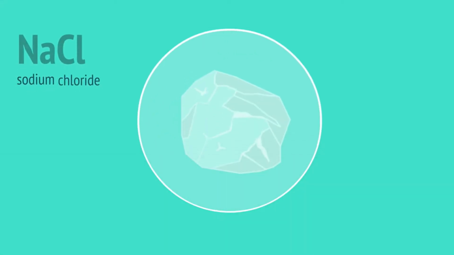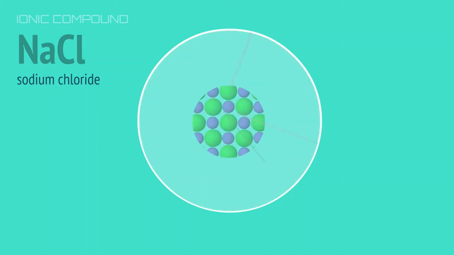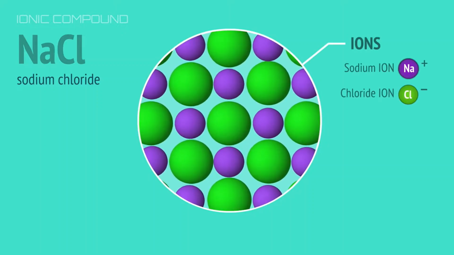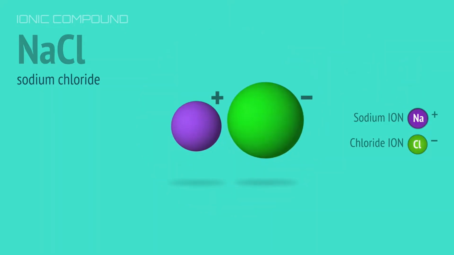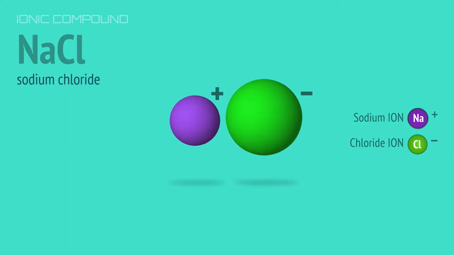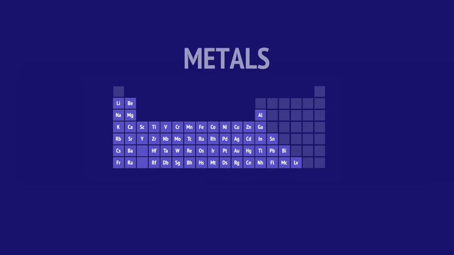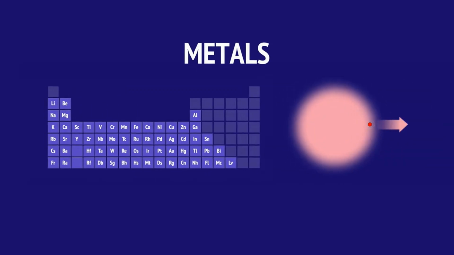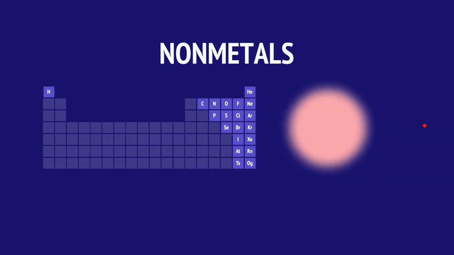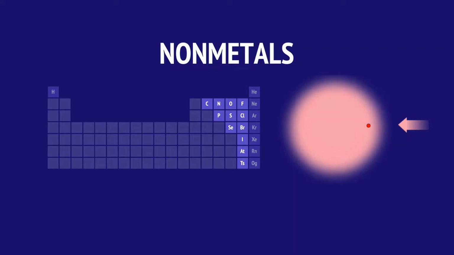Sodium chloride, or table salt, is an ionic compound. It exists as a lattice of sodium and chloride ions held together by strong ionic bonds. Ionic bonding is the electrostatic attraction between positive ions, called cations, and negative ions, called anions. These charges are the result of an electron transferred from one electron cloud to another. Ionic bonding occurs between metals that tend to lose valence electrons and nonmetals that tend to gain valence electrons.